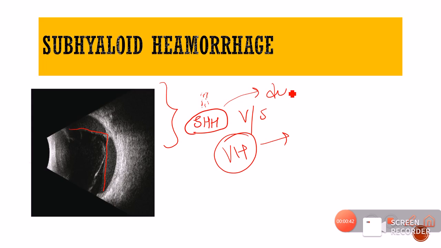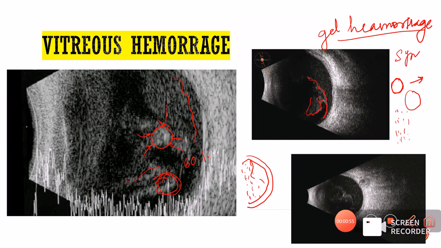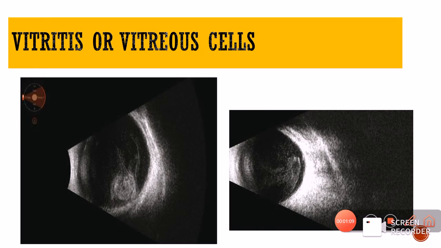It does not have a tendency to clot, or it does not have a tendency to get organized, and therefore the subhyaloid hemorrhage will always look like this, right? Now in the previous photo which I showed you, this was our vitreous hemorrhage, and because it is present in the gel, it is looking like that, and below that is the subhyaloid hemorrhage.